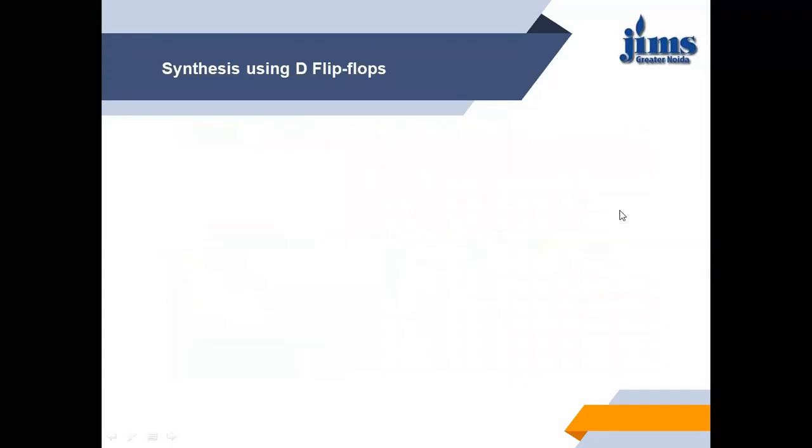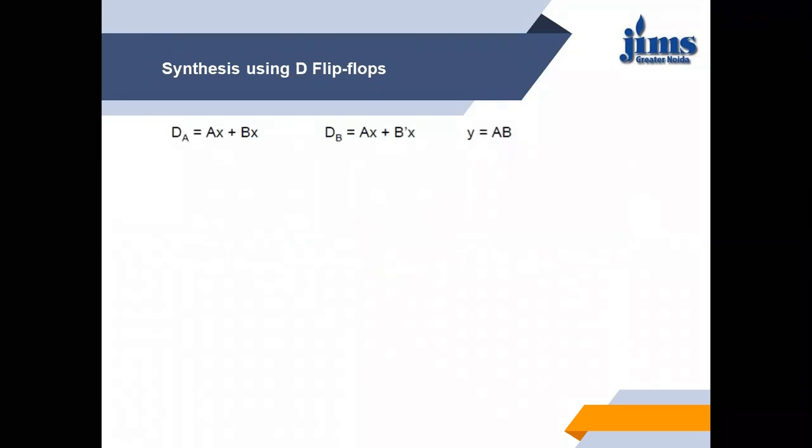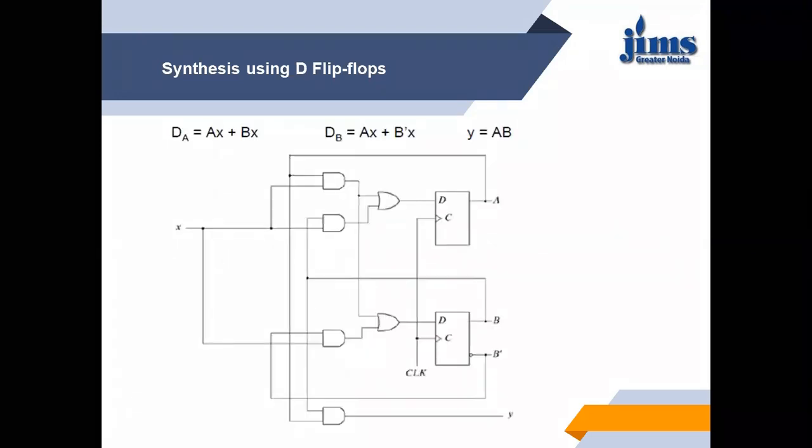So our next step will be to solve with the help of K-map. DA comes to be AX plus BX, DB is equal to AX plus B bar X, and Y equals AB. So here is the circuit we have drawn. This is how a state diagram is converted into a circuit diagram.